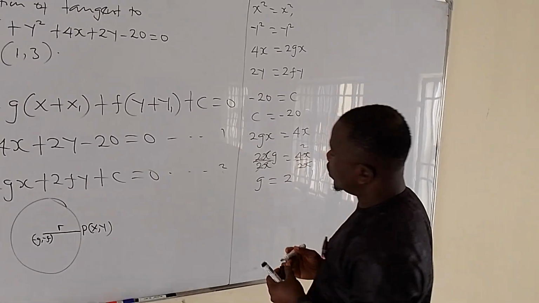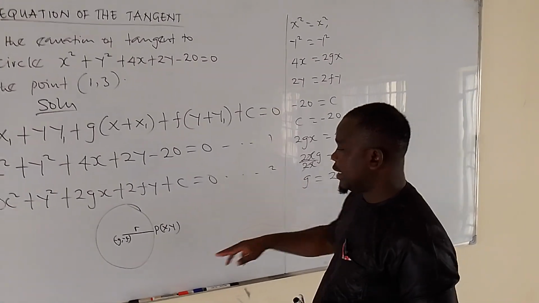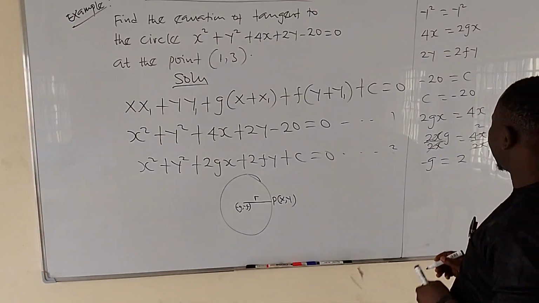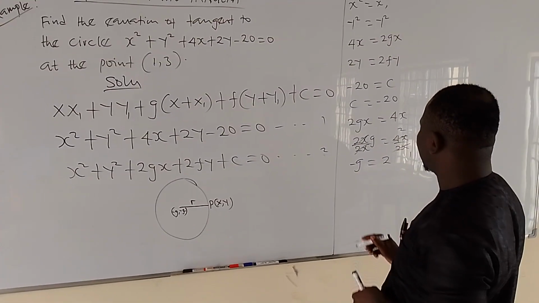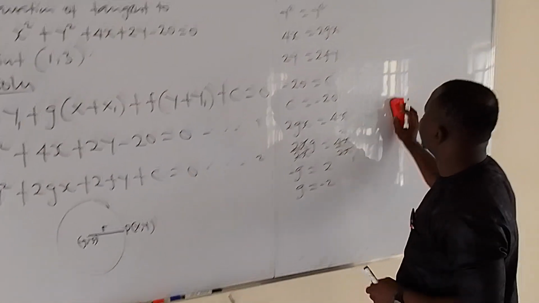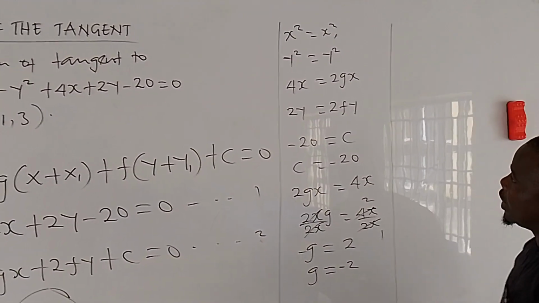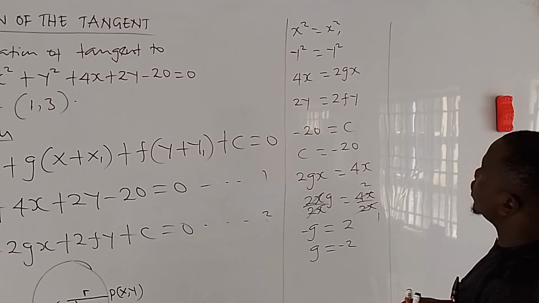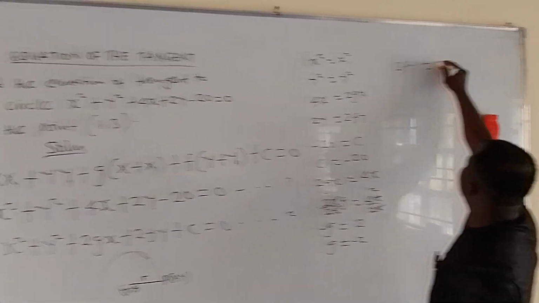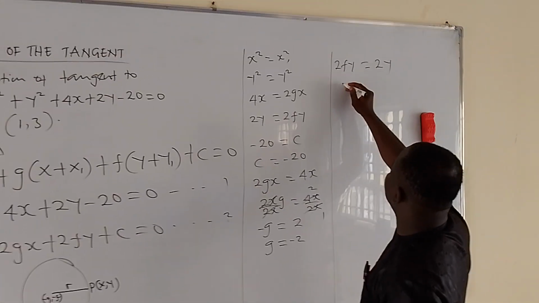Our g is 2. But I told you that g at the center is always negative. So here is minus g. If you multiply 2 by the minus, our g will be equal to minus 2. Take note. So how can we obtain f? It's the same approach. We write 2fy equals 2y. Then we divide through by 2y.